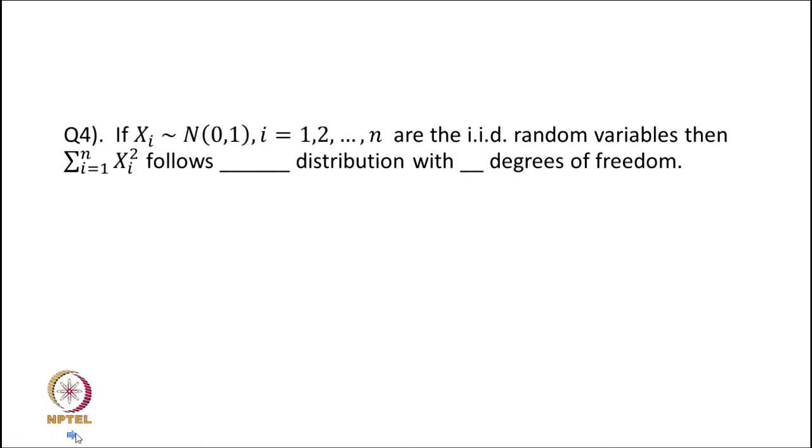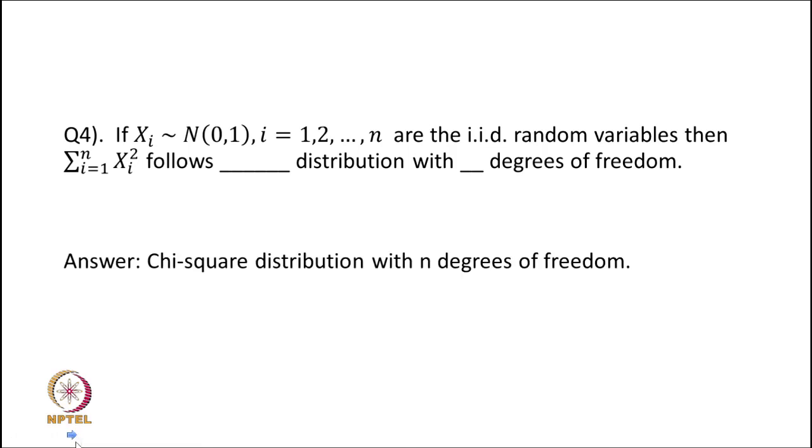Fourth question: if xi follows a standard normal distribution and all the n random variables are IID, then what is the distribution of the summation of i equal to 1 to n of xi square? Each xi is standard normally distributed, and they are IID random variables. What distribution does it follow, with what degrees of freedom? So the answer is the chi-square distribution with n degrees of freedom.